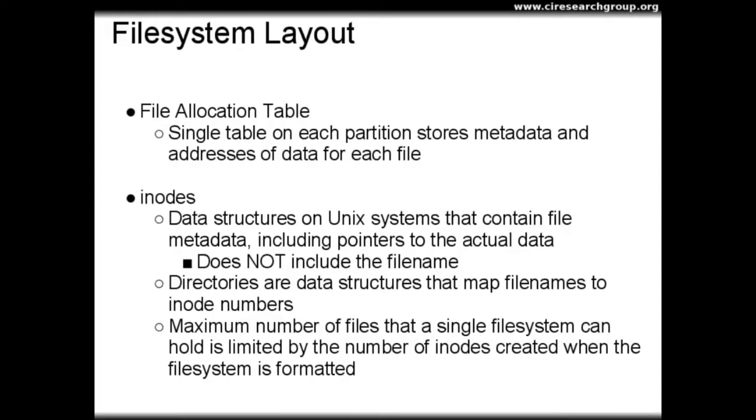Another approach is to use something called inodes, which are data structures on Unix systems that contain the metadata for a file, including pointers to the actual data. Inodes do not store the file names, however. These are stored in a separate structure called a directory that maps file names to inodes. The maximum number of files that a single file system can hold is limited by the number of inodes created when the file system is formatted. This can be a particular problem for file systems that wind up storing a really large number of very small files. There could be plenty of space left on the file system, on the partition. However, if the number of inodes is exhausted, then no more files will be able to be created.